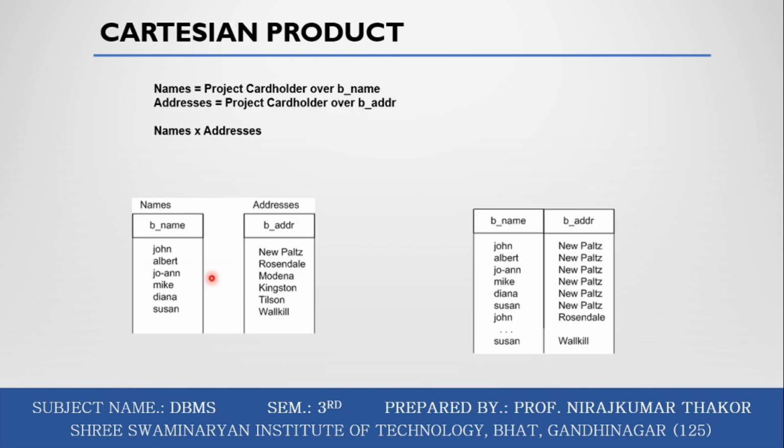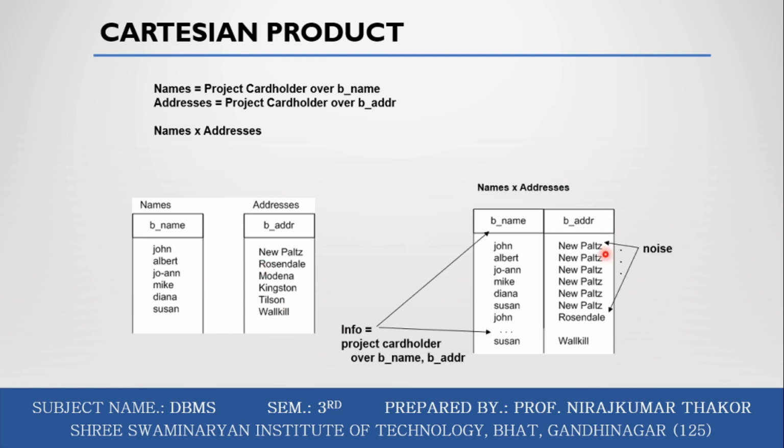Here the resultant is a Cartesian product, names cross addresses. So here you've seen that this is the result of the Cartesian product.